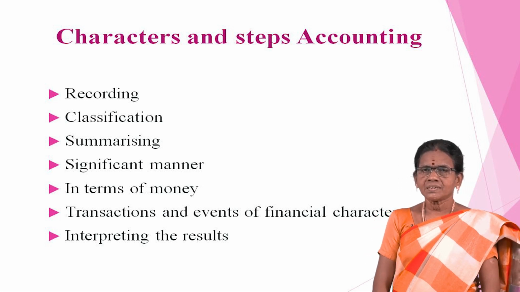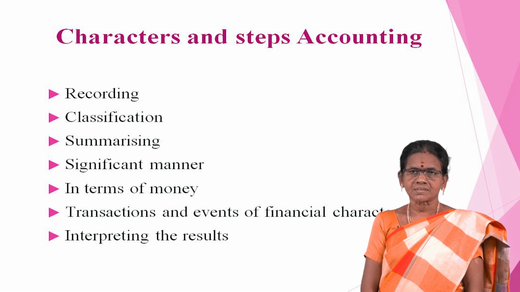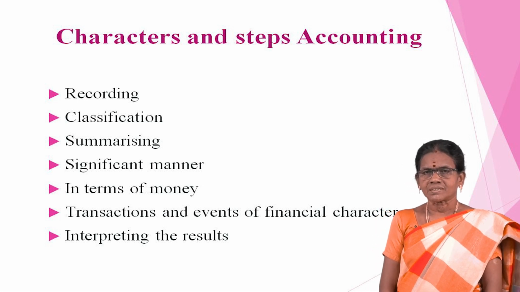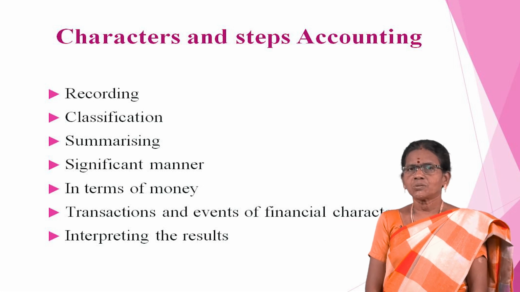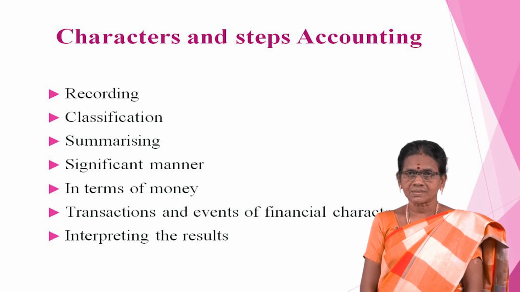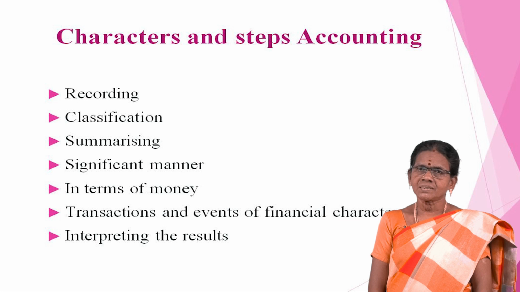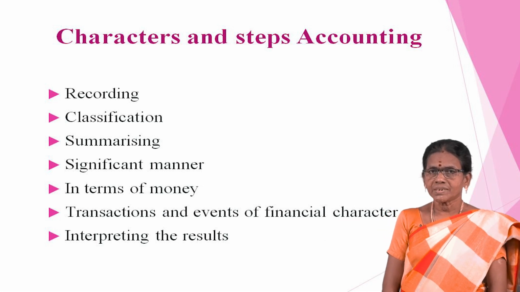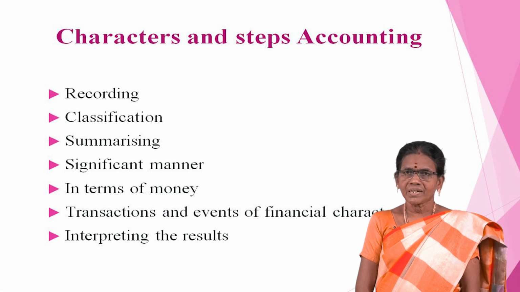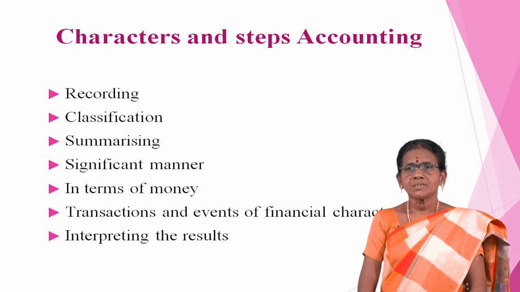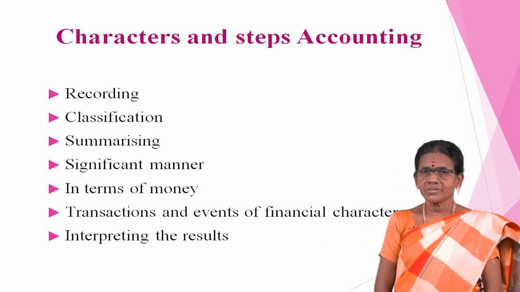The first character is recording of all the transactions. The second one is classification. According to the nature of activities, we have to classify the transactions. Then summarizing. Summarizing is grouping according to their nature. Then significant manner. In a routine manner, we have to give importance to each and every activity.